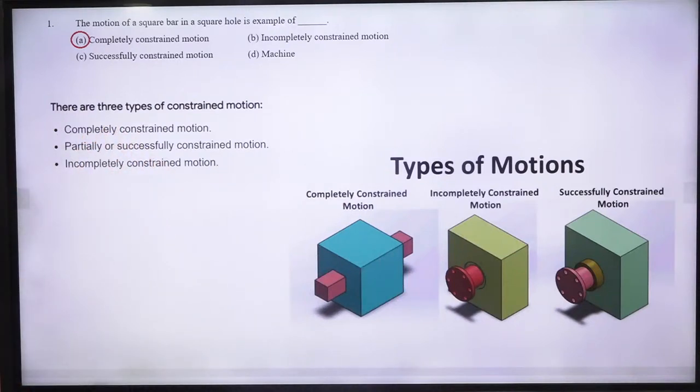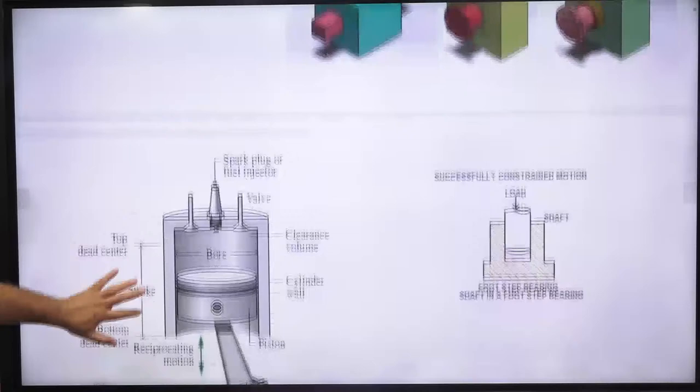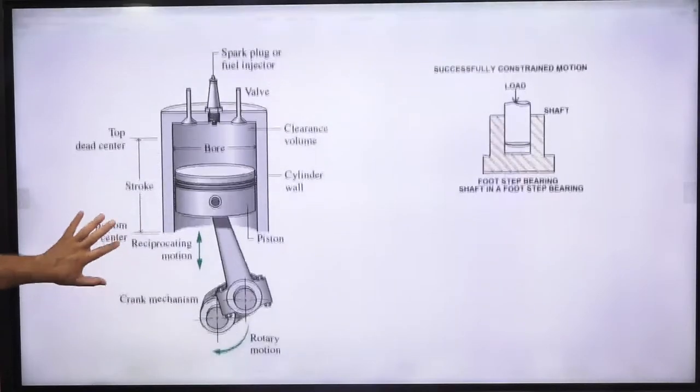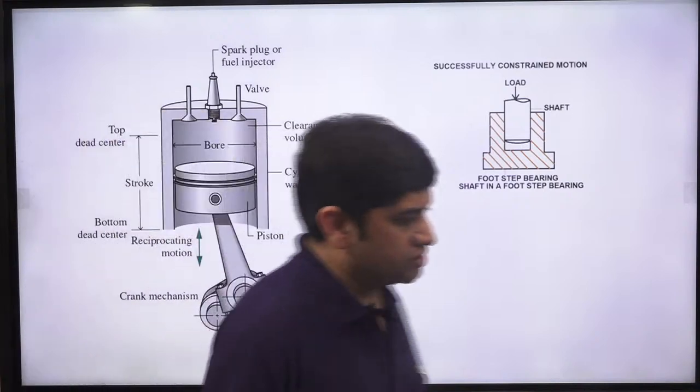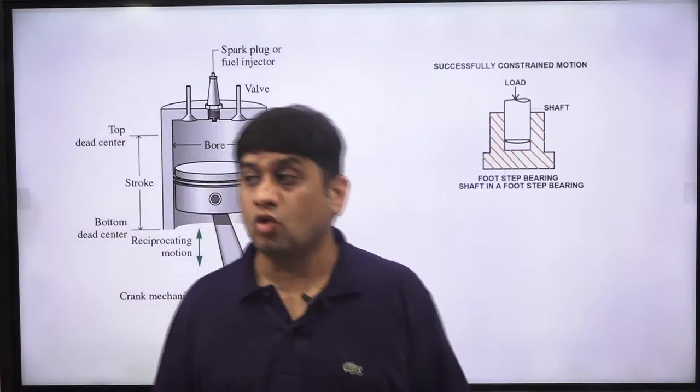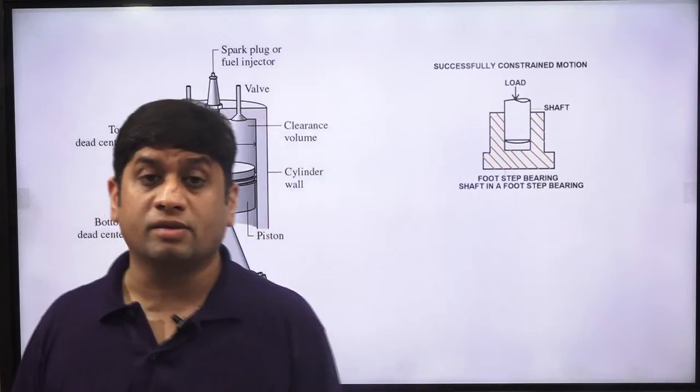This is the first question where you should be very, very clear, and in the exam he normally asks about this. Normally he asks: the piston cylinder mechanism of an internal combustion engine is an example of which kind of constrained motion?